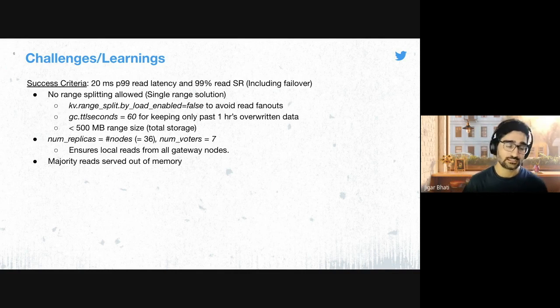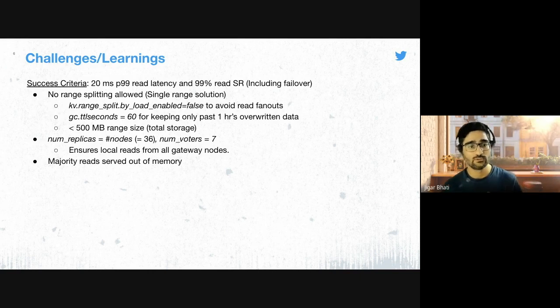And since we are talking about follower reads, this enabled us to do all the reads locally from the same node. So that's another aspect. And the last one is, since the amount of data is pretty small, we were able to serve the majority of the reads out of memory. So there were very few disk reads happening at that point in time.